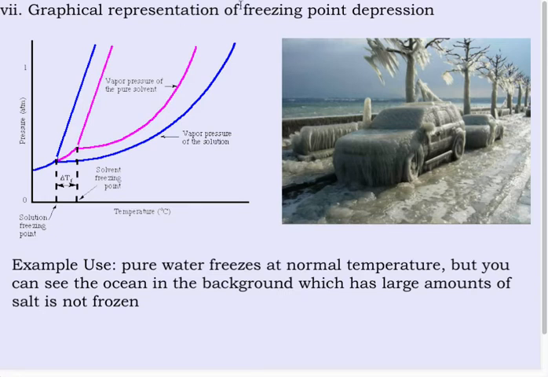And last but not least, we have our graphical representation of the freezing point depression. It's down here now on that graph, but you can see this is the normal freezing point, and the blue one over here decreased, and we have a new freezing point here.